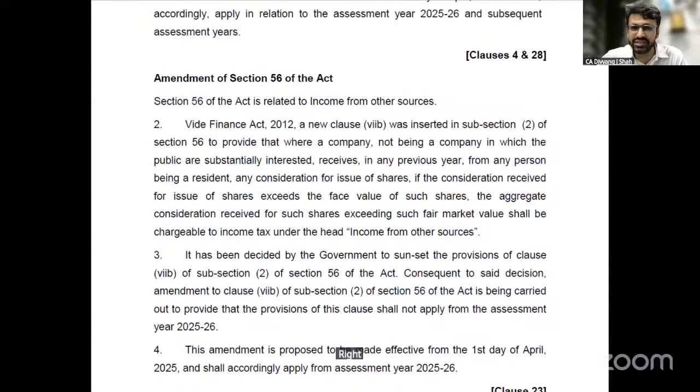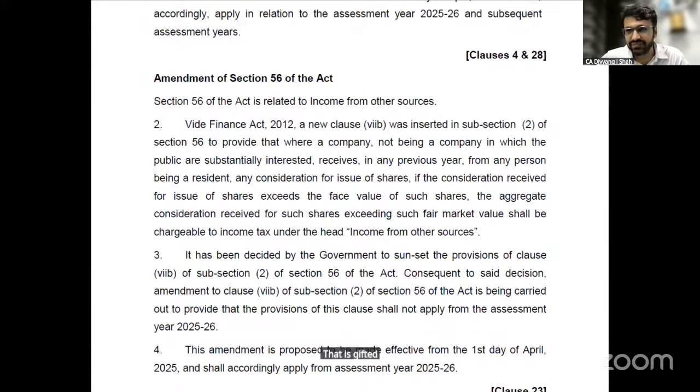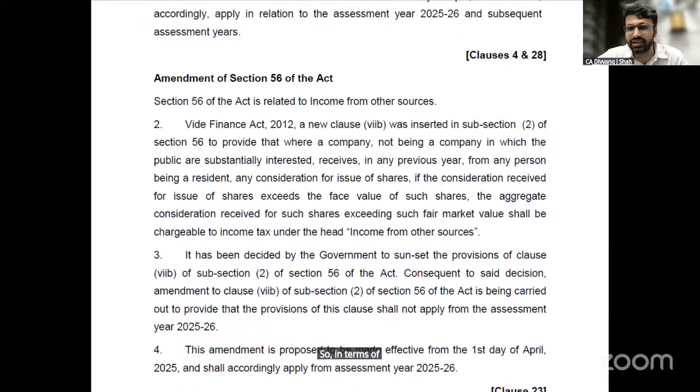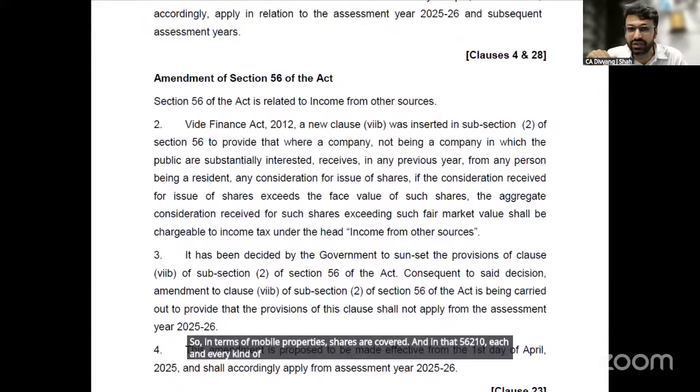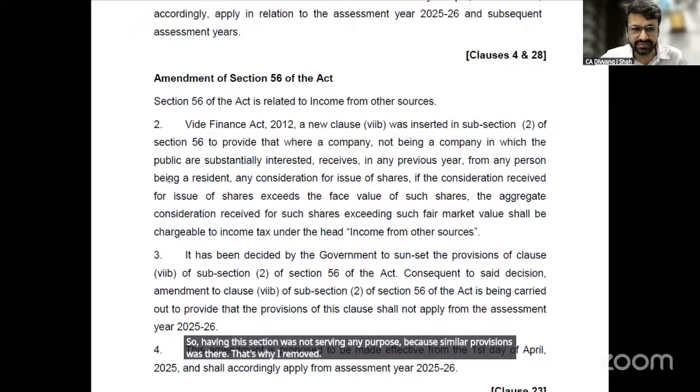Right? Now, this subsection is removed. It doesn't mean that this transaction is now not taxable. This transaction is by default taxable under section 56(2)(x). That is gift. If I receive a gift in terms of money, movable property, or immovable property, shares are covered as movable property. And in 56(2)(x), each and every kind of asset is now covered, including companies. So having this section was not serving any purpose because a similar provision was there. That's why it was removed. Moving to next.